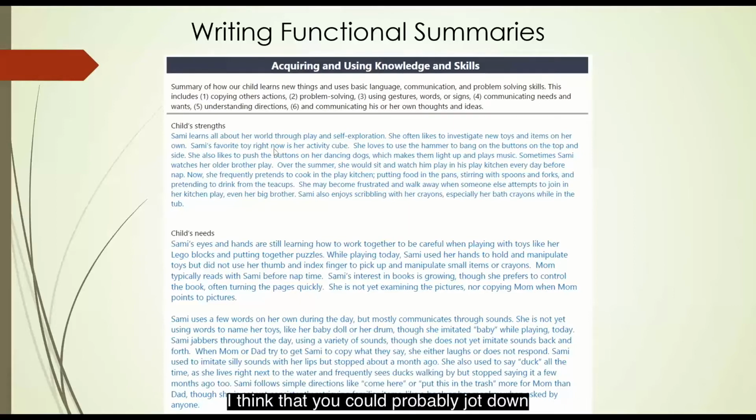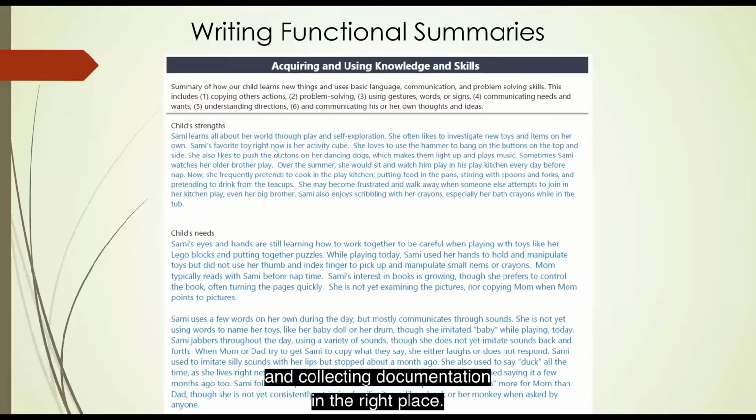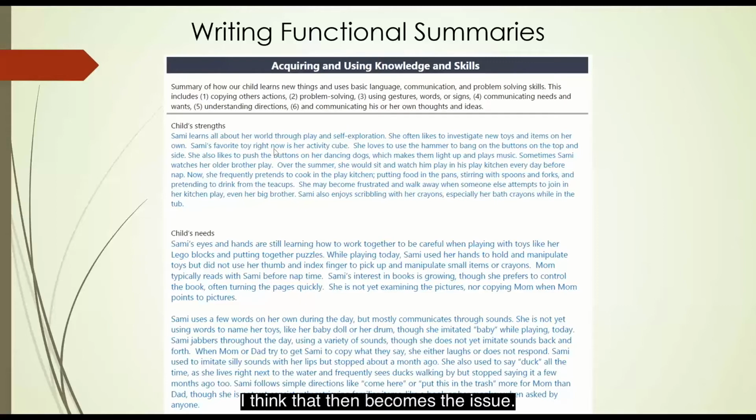You could probably jot down different notes, but we want to get into the habit of documenting things and collecting documentation in the right place, so that we're not documenting in four or five different places. I think that then becomes the issue. If you're documenting in more than one place, then information is lost and doesn't get transferred to the right place. So how I would answer that question is, I would look at it more as a process question and not a documentation question. How do we make sure that the team is cohesively completing the document and getting the right information in the right place? Yep.